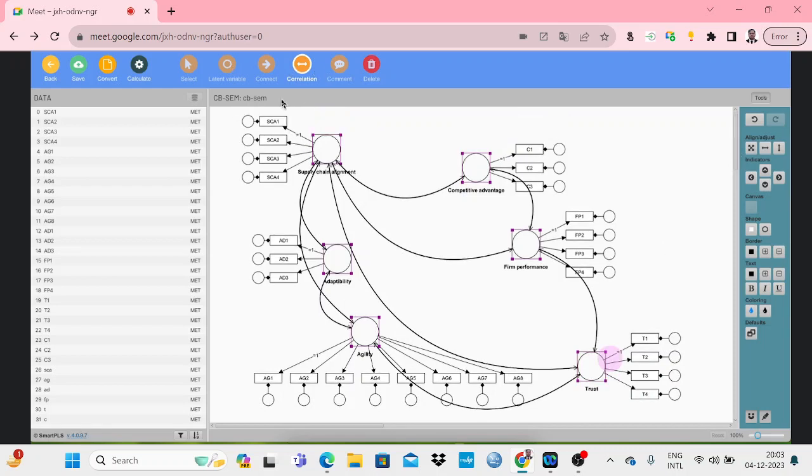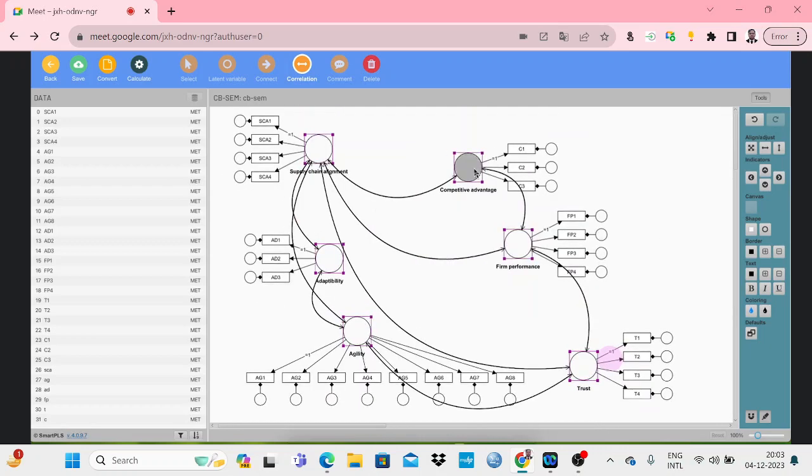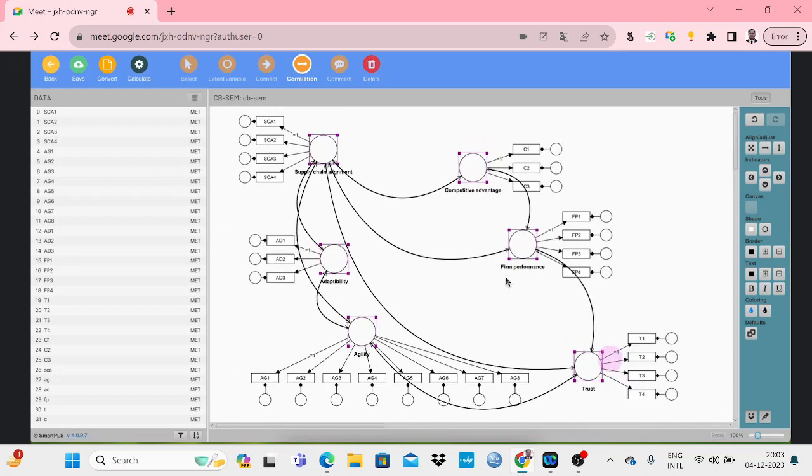Now, when we have done all this, we have drawn all the correlations. Alignment to competitive advantage, firm performance, trust to here, adaptability to agility. Okay, no path is missing here.